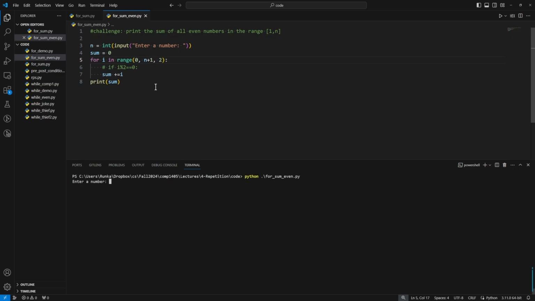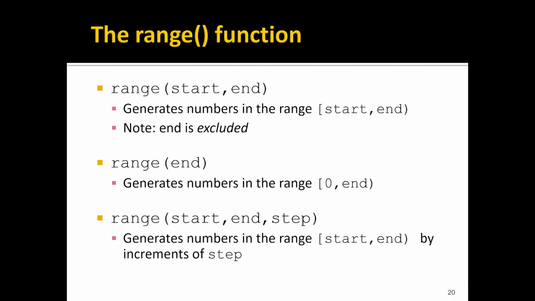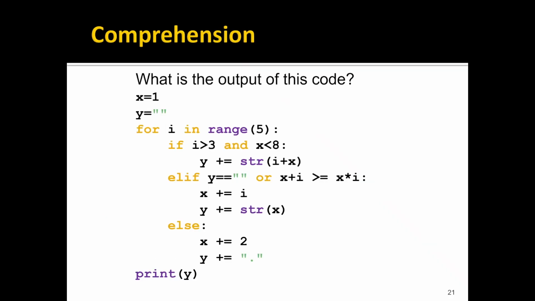Save and run our code, and we can try out all the values from 1 to 5, so that should be 2 and 4, which is 6. And if we go up to, let's say, 10, that should add in 6, 8, and 10 for a grand total of 30. So that's the range function. Now, to make sure that everyone's on the same page, let's do a comprehension problem.